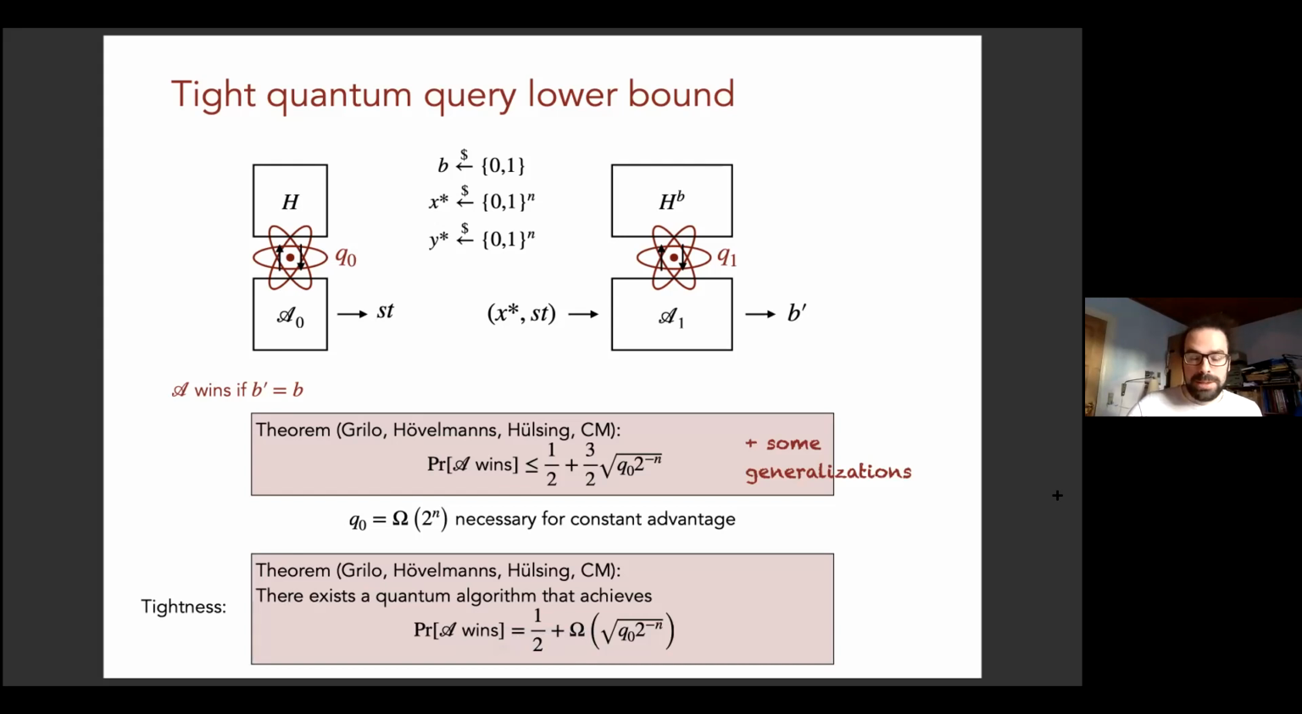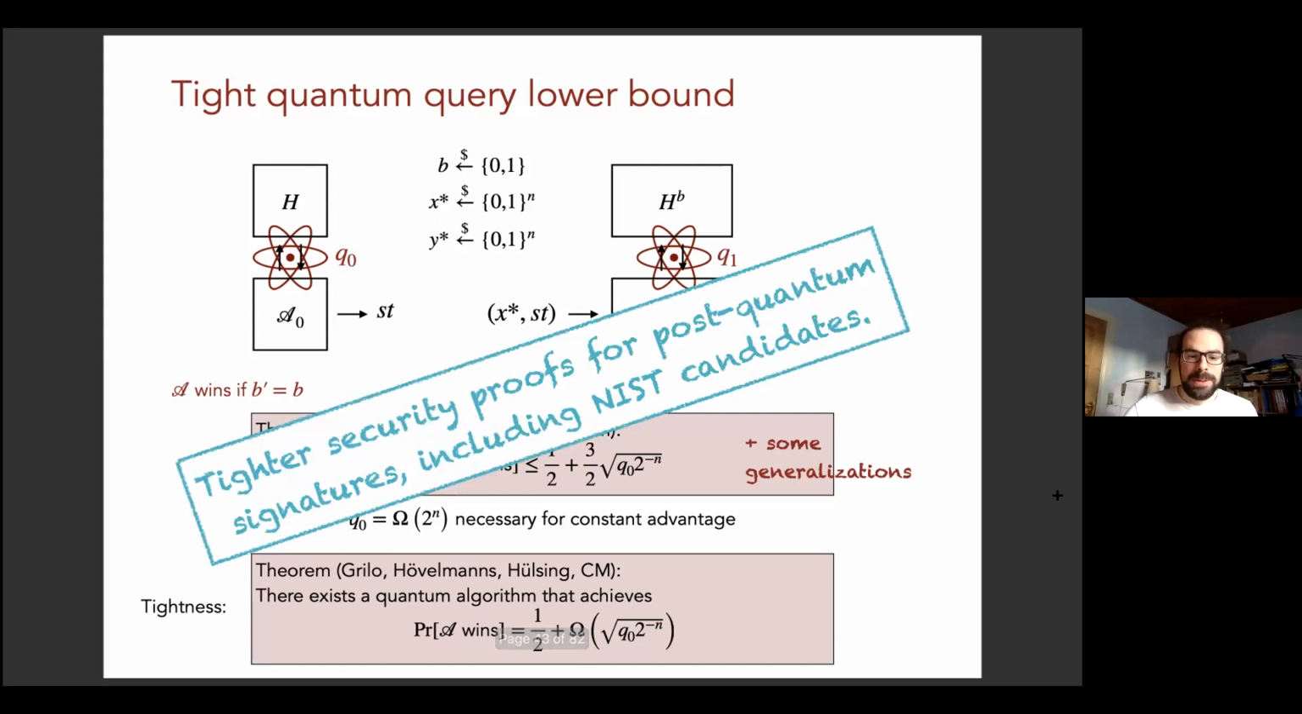Okay, so now that I have presented the results, I can quickly say a little bit about the impact, right? What this means now is that we have tighter security proofs for post-quantum signatures, including some candidates in the ongoing NIST competition. There's this competition for the standardization of post-quantum cryptographic schemes ongoing, and a number of candidate signature schemes use the Fiat-Shamir transformation, for example. And there are some of them, for example, Picnic, that now have a better security proof because of this result.